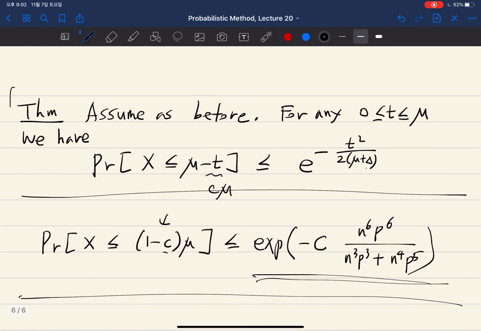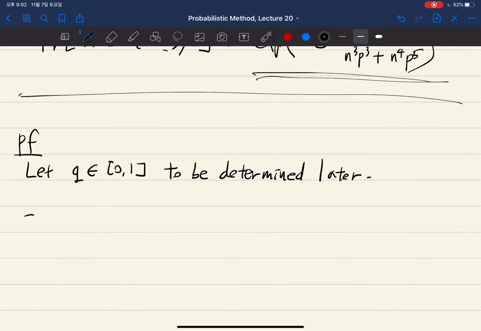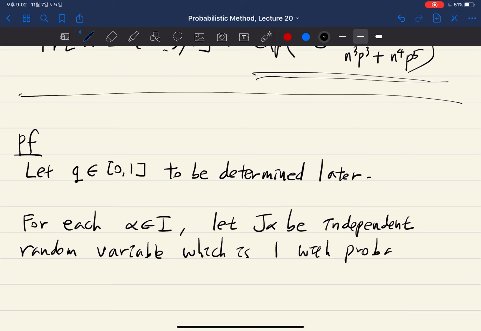So now let's prove this. Again, somewhat similarly to the extended Jensen's inequality, we will use the probabilistic method to prove a probabilistic theorem. So let Q be a number which we determine later. And for each alpha in this index set I, let J sub alpha be an independent random variable which is 1 with probability Q and 0 otherwise.